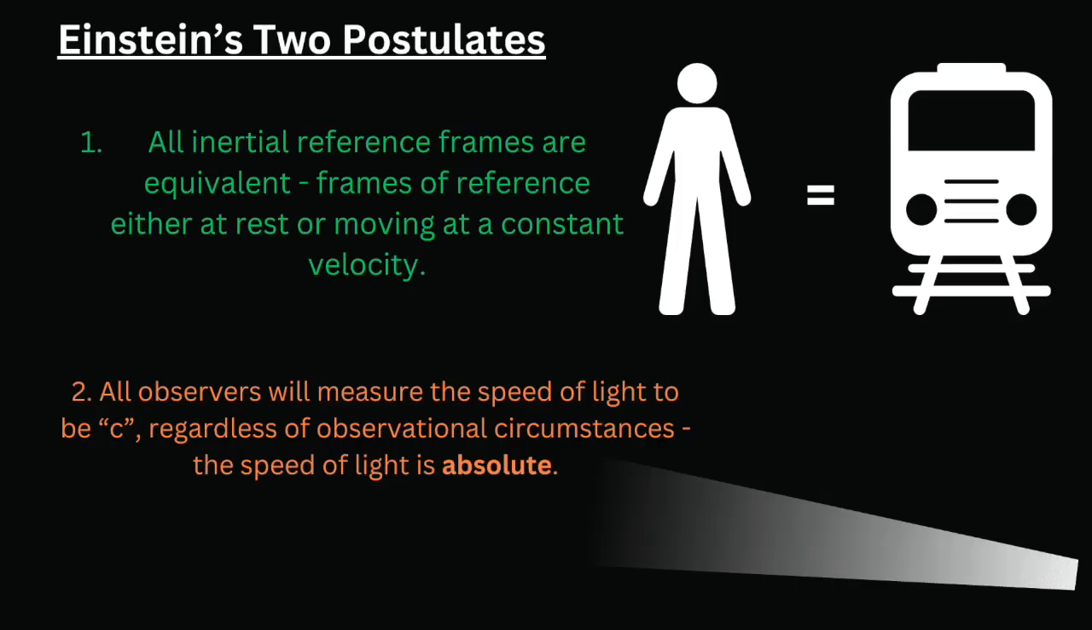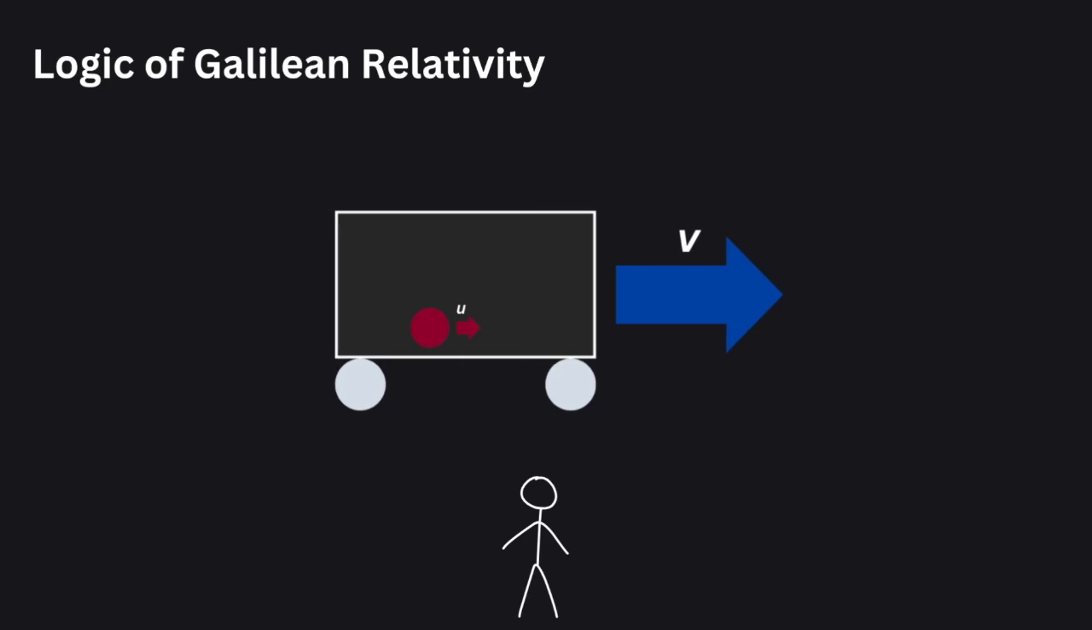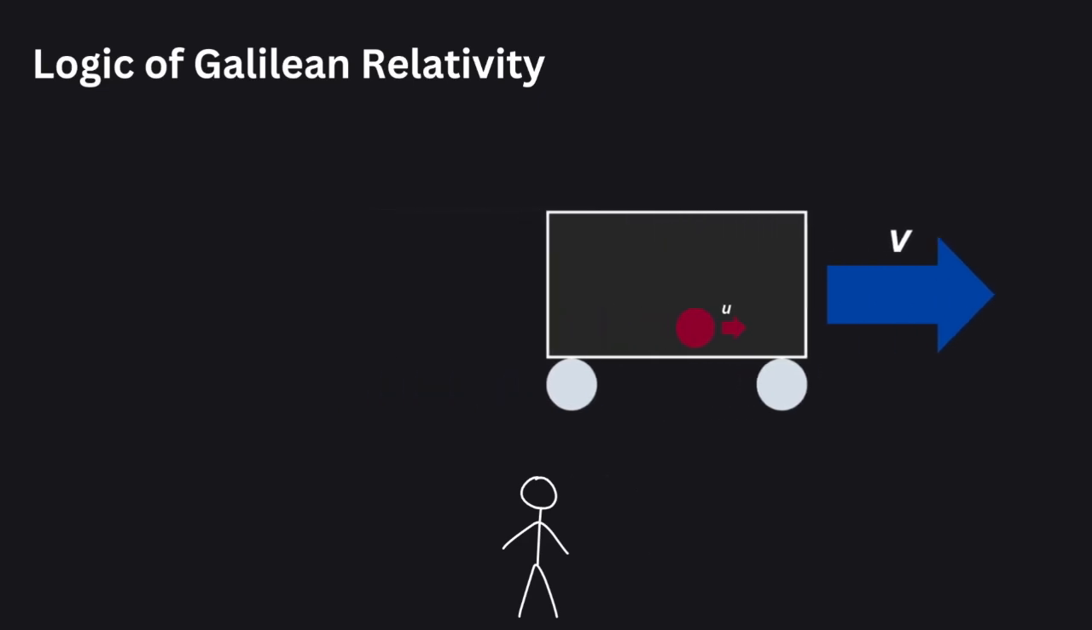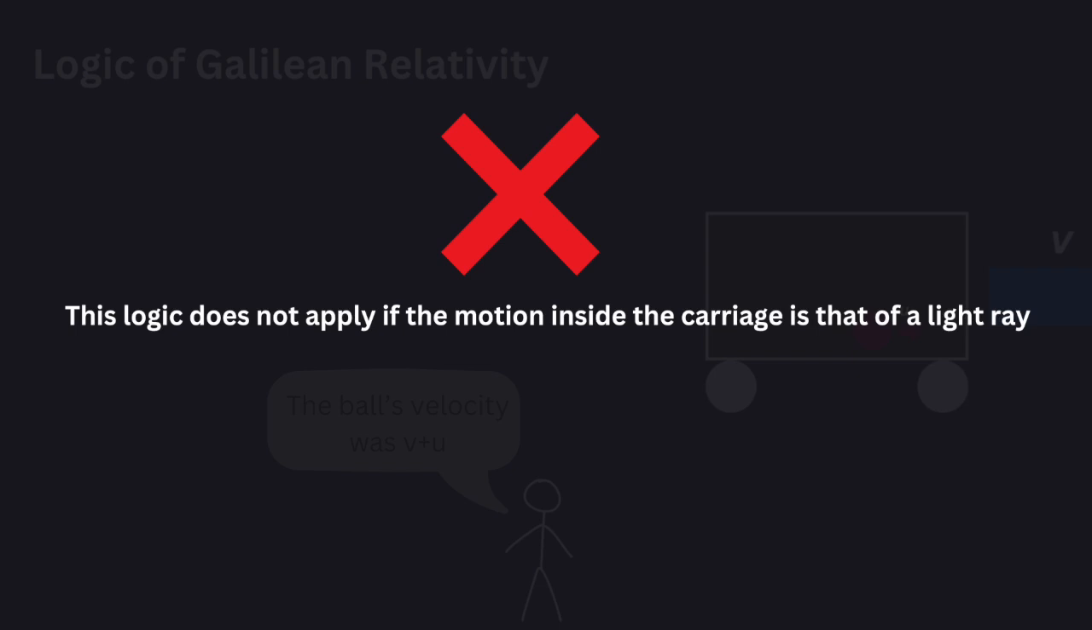The second postulate is another relatively simple idea, which states that all observers will measure the speed of light to be the same value, regardless of their motion. The speed of light is said to be absolute. This is at odds with Galilean relativity. If you're on Earth watching a train go by, and somebody on the train throws a ball in the direction of the train's motion, you can measure the ball's velocity as a sum of the train's velocity and the ball's velocity. The second postulate says that this idea of adding velocities is invalid in the context of light. It only applies to objects with mass.